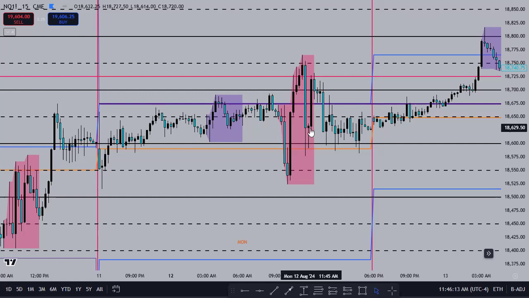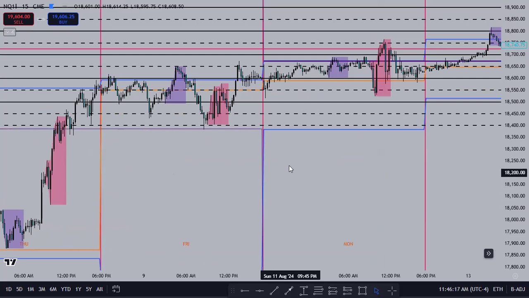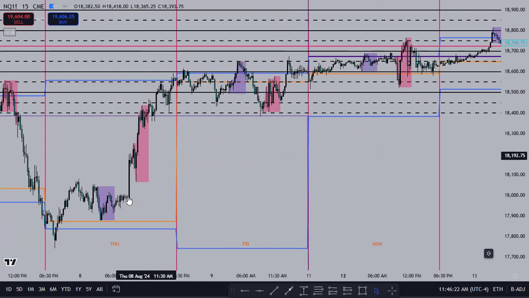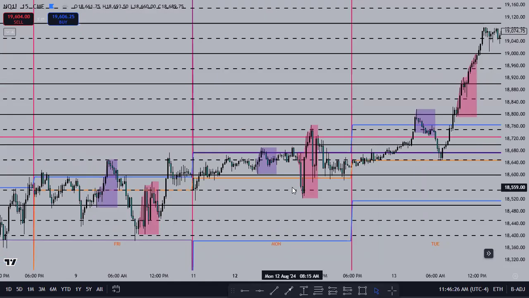First things first, like always, you want to understand structure. When you zoom in on your chart, you could have clearly seen that from last Thursday we were in an uptrend. We were still in breakout mode on NQ, and knowing that, this is why I don't come into the market with a bias. Structure wise, we know we're in an uptrend.